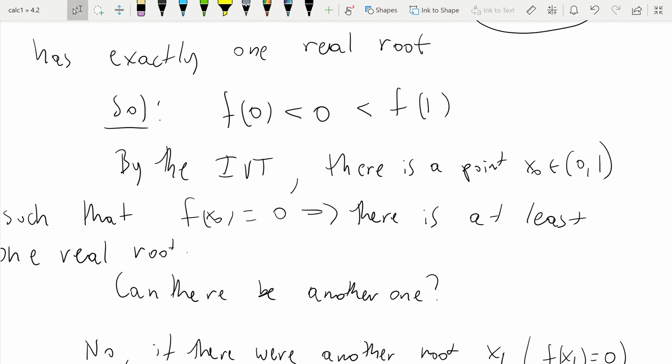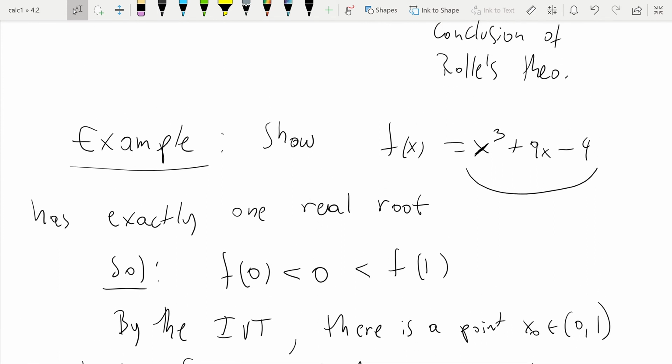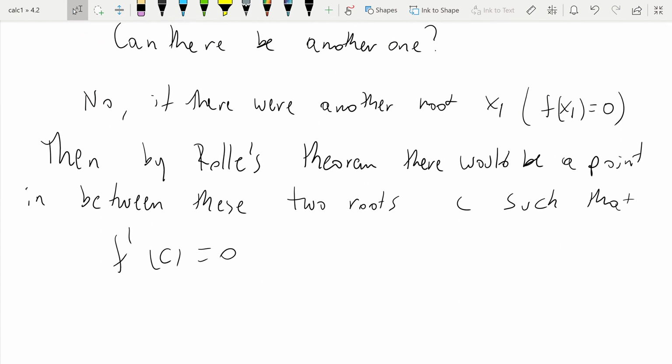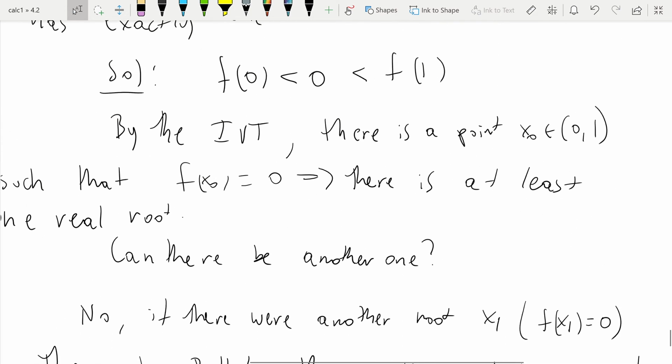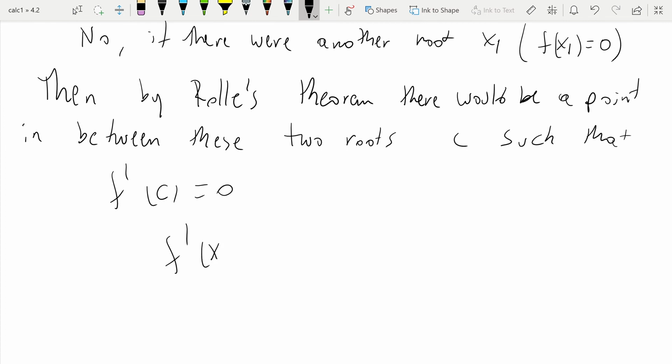And here I don't need to explain any further that f of x, being a polynomial, is differentiable everywhere, so that hypothesis for applying Rolle's theorem is already met. But this can never be the case. If there is another root, then you can find a point at which f prime vanishes. So let's take the derivative of f. f prime of x is, and this is the same for all these kinds of problems, 3x squared plus 9.